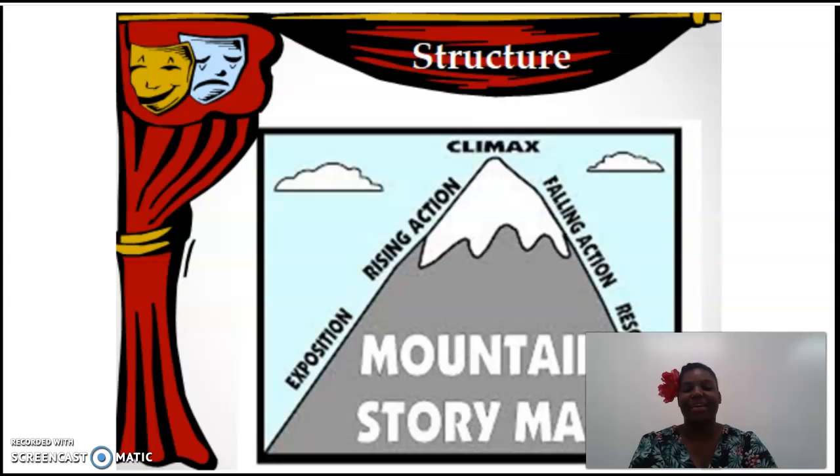All right, so when it comes to the plot of a story, a play, a drama, anything, we've already reviewed the different parts. We know that it has 5 parts: the exposition, rising action, climax, falling action, and resolution. In the beginning, we looked at it as a roller coaster. This time, we're going to look at it as a mountaintop. Alrighty.